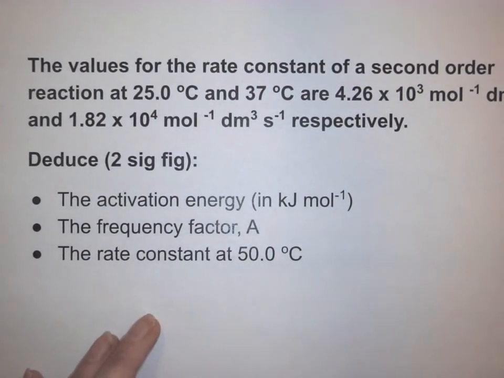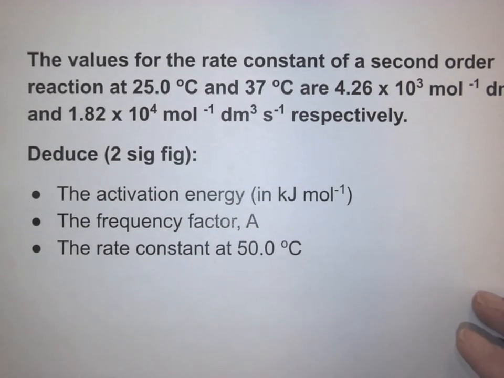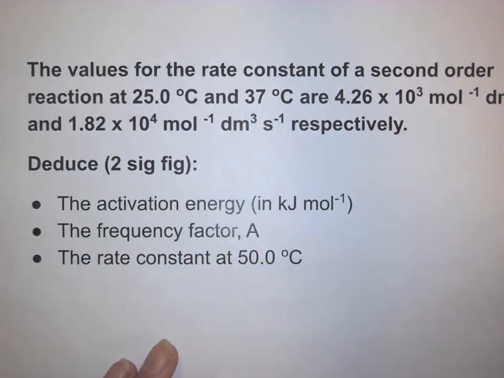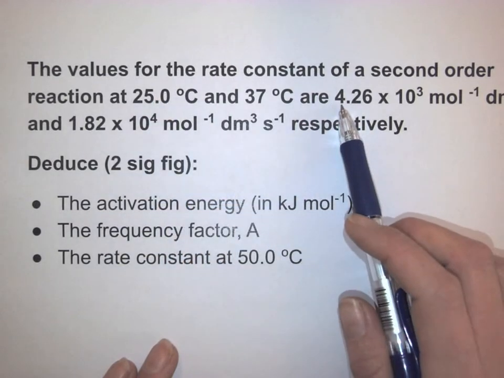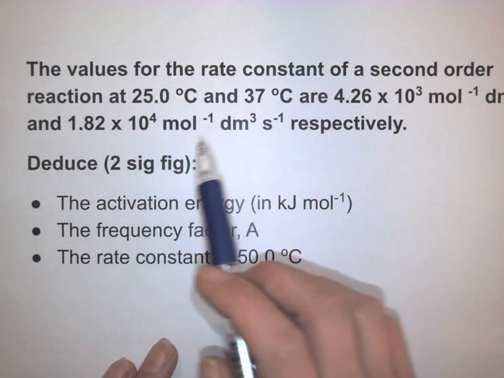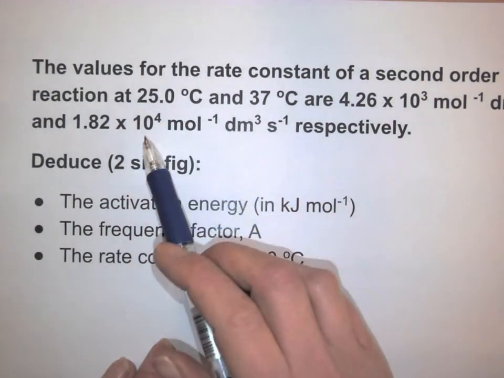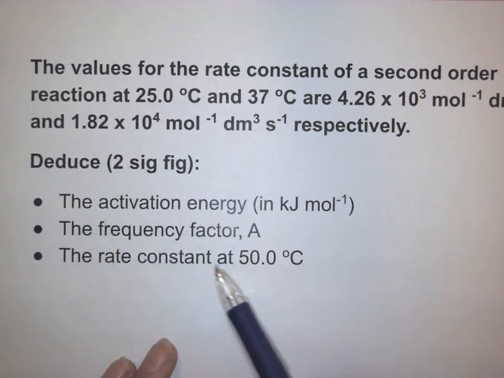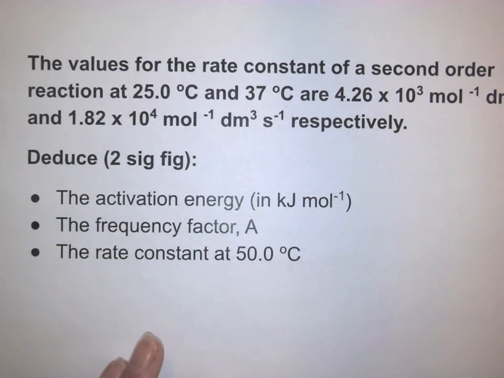So this is the assignment. We want to determine the values for the rate constant of a second order reaction at 25 Celsius degrees and 37 Celsius degrees. We can see that the rate constant for 25 degrees is 4.26 times 10 up to 3. So this number is for 25, and this number here is for 37, okay? That's why it's called respectively, so you can match it. We want to deduce these 3 things: the activation energy, the frequency factor, and the rate constant if we have 50 degrees instead. We want to use 2 significant figures also.